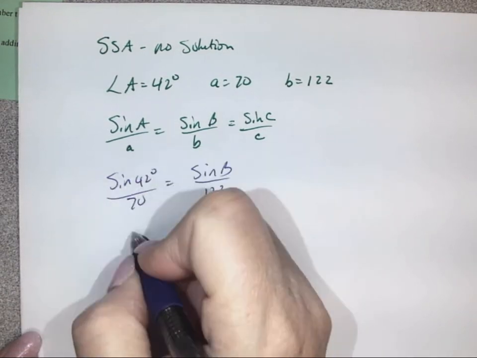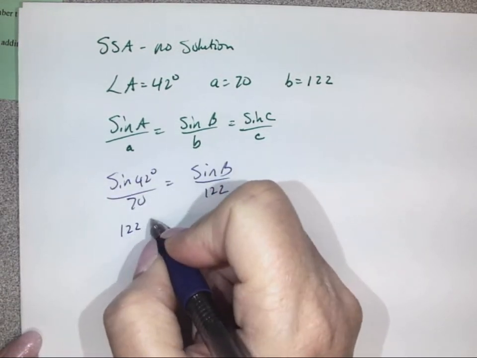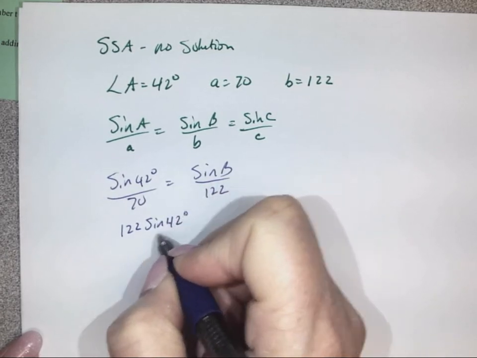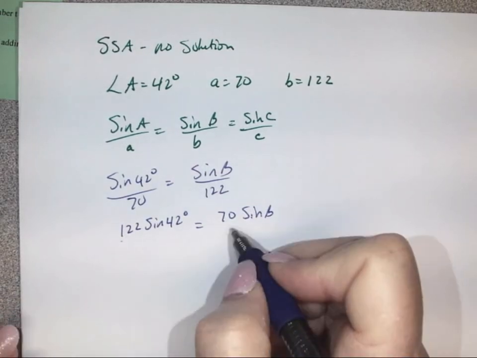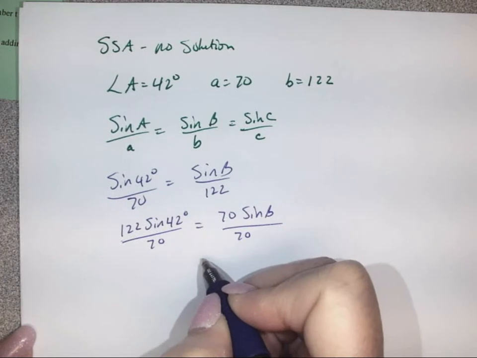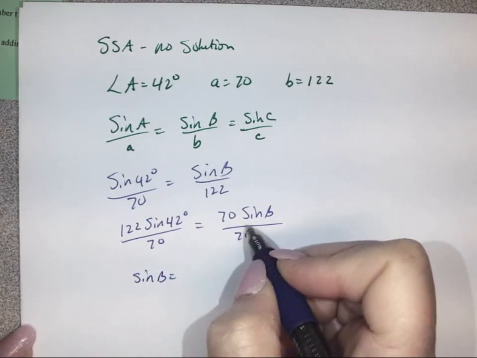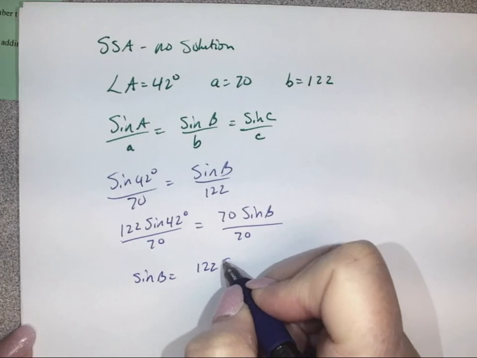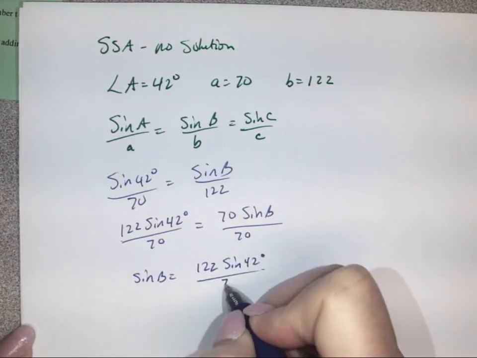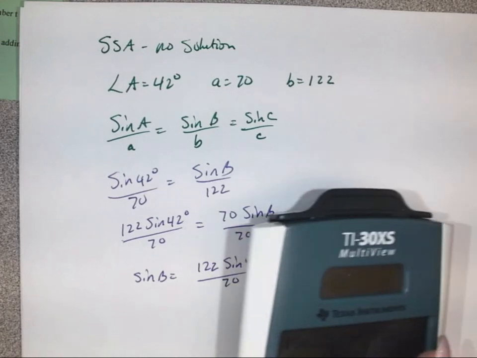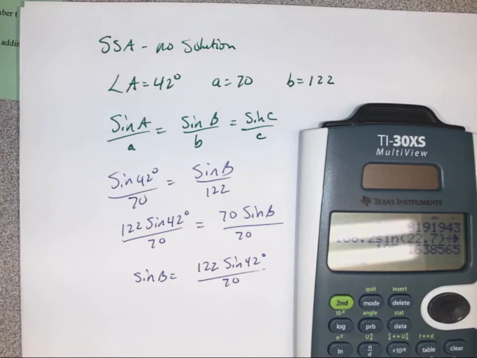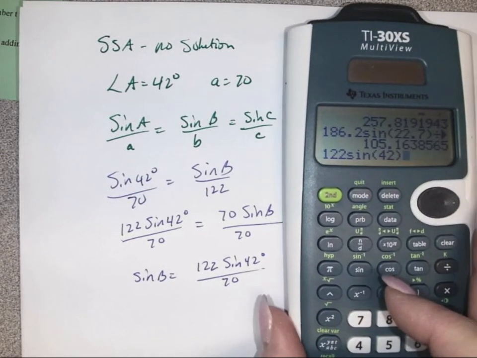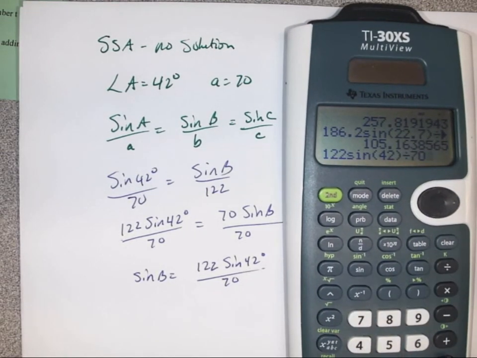So we'll end up with 122 times the sine of 42 degrees is equal to 70 times the sine of B. So we'll divide by 70 on both sides. So our sine of B will be equal to 122 times the sine of 42 degrees over 70. So let's go put that into our calculator. All right, so we have 122 times the sine of 42 divided by 70.